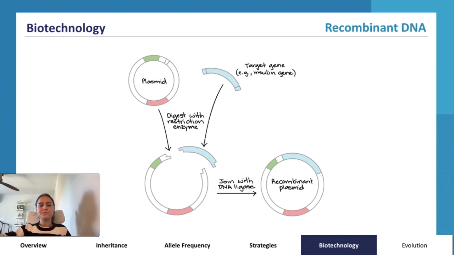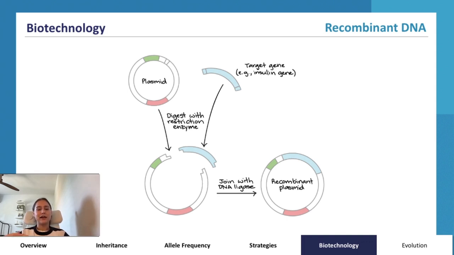Okay, so let's walk ourselves through this diagram. The first step in creating recombinant DNA is the isolation of the target gene. This is achieved using something known as a restriction enzyme, which is a specialized protein that cuts DNA at specific sequences known as recognition sites. You'll learn about restriction enzymes and their purpose at a higher level, but just know that they essentially cut DNA.